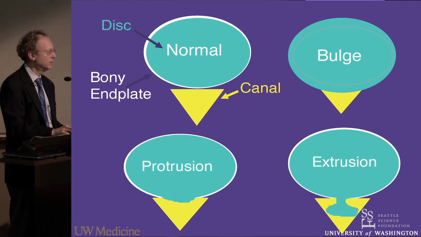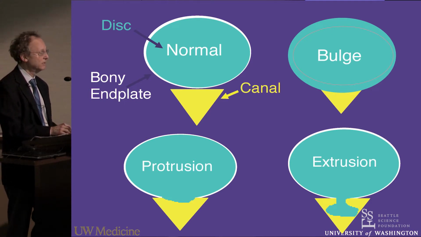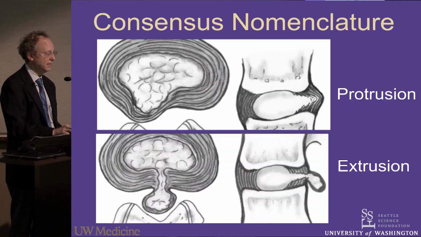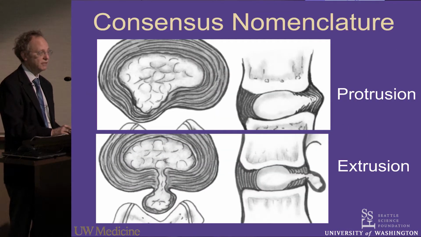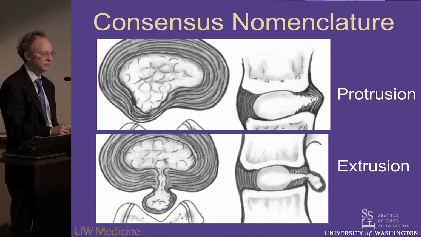So protrusions and extrusions are both focal abnormalities of the disc. The definition of an extrusion is that the largest diameter of the herniated material is not adjacent to the parent disc, or in other words, it has a neck associated with it. And that can be either in the sagittal or axial plane. And this is the cartoon from the nomenclature article demonstrating again the difference between a protrusion and extrusion.